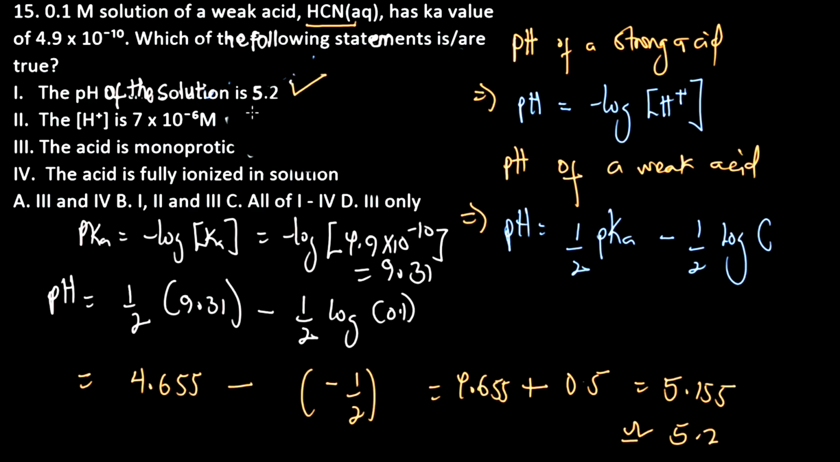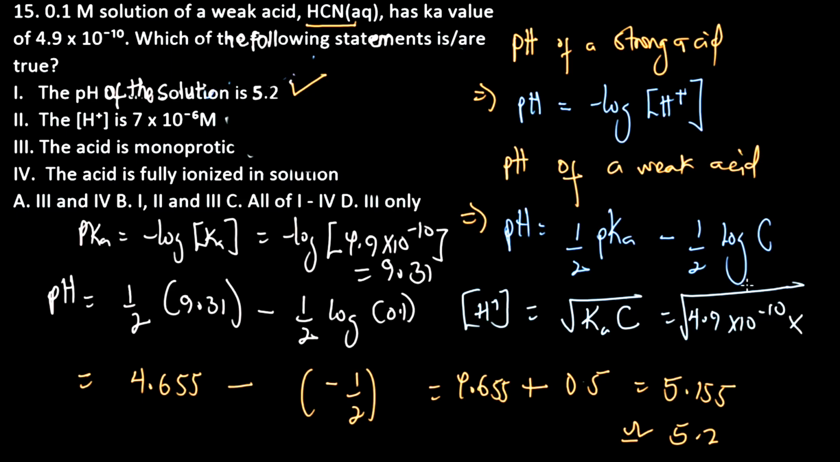So calculate the hydrogen ion concentration. To calculate hydrogen ion concentration, we use hydrogen ion concentration equals root of Ka times C. So the Ka is what? That's 4.9 times 10 raised to power minus 10, times the concentration to be 0.1. So we have everything to be root of 4.9 times 10 raised to power minus 11. So the answer is 7 times 10 raised to power minus 6 molar. So this is also right.